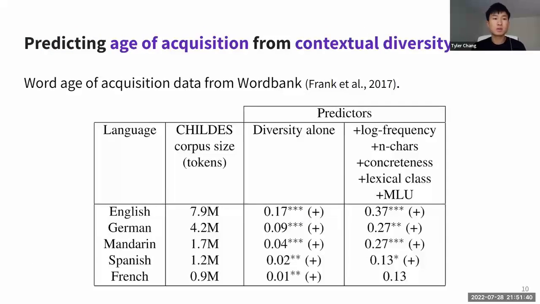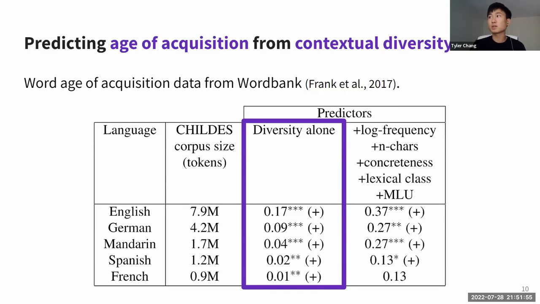As in other work, we predicted the age of acquisition for individual words from the word's contextual diversity. We obtained words' age of acquisition data from the Wordbank database. And first, as a straightforward starting point, we ran linear regressions predicting age of acquisition from the frequency-adjusted contextual diversity metric. The numbers here are the R-squareds, indicating how much of the variance is accounted for by contextual diversity. But importantly, the sign next to each of the numbers indicates the sign of the coefficient for contextual diversity.